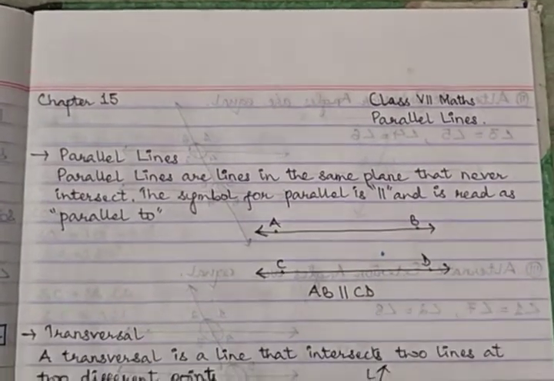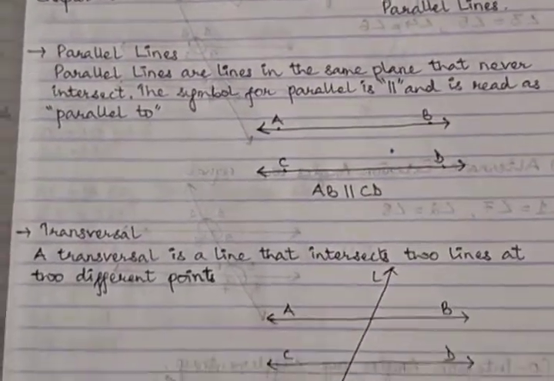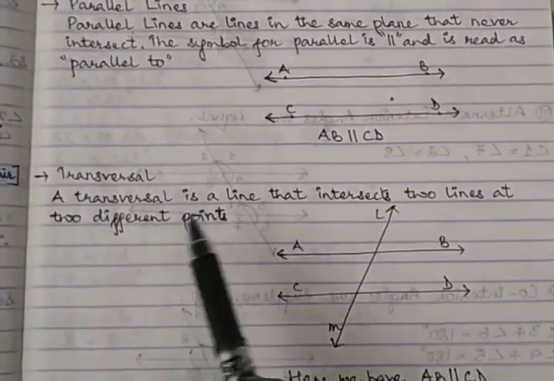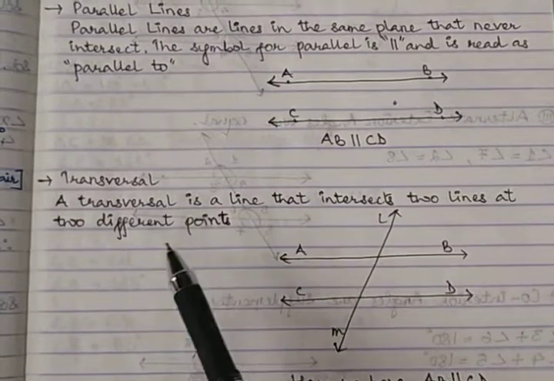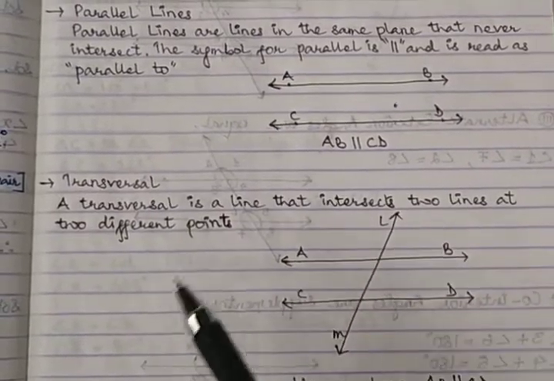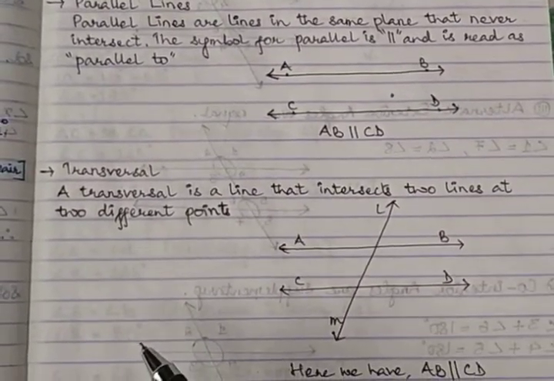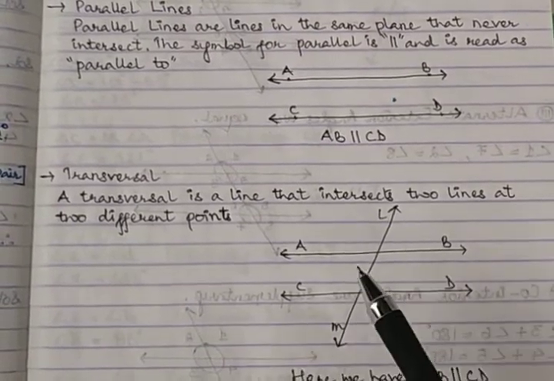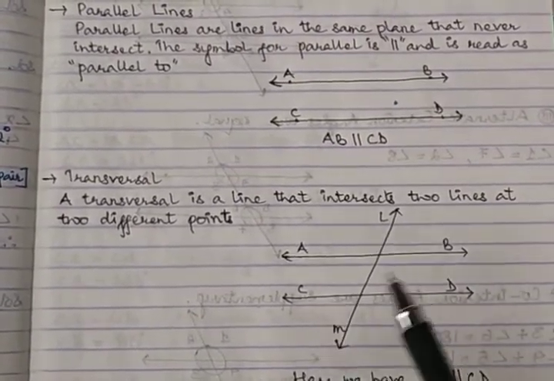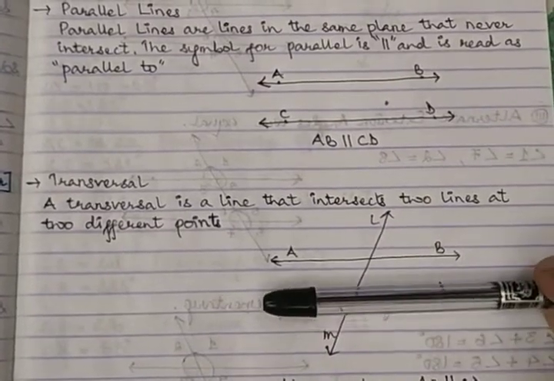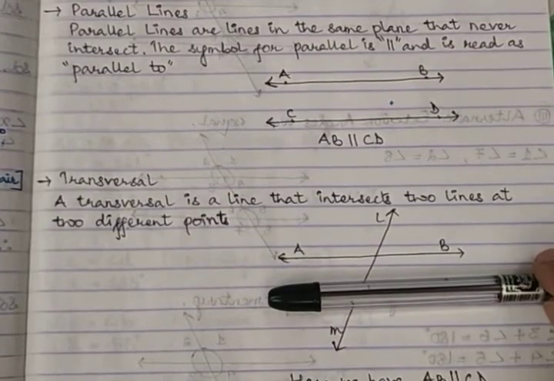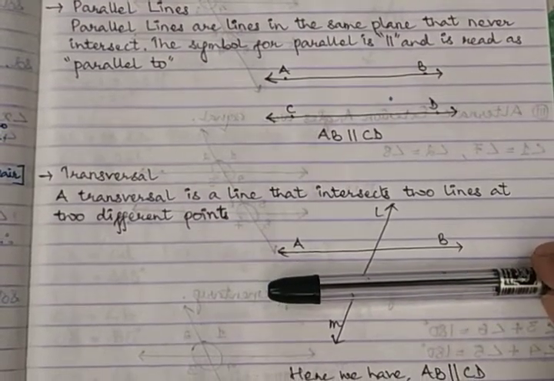Now, about a transversal. What is a transversal? A transversal is a line that intersects two lines at two different points. In the previous video we did two intersecting lines. That means this CD line was missing; it was just AB and LM, those two lines, intersecting.